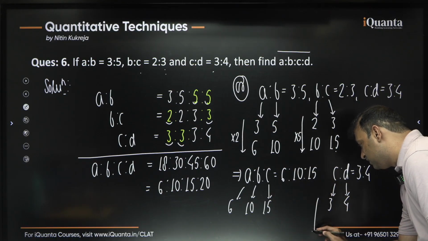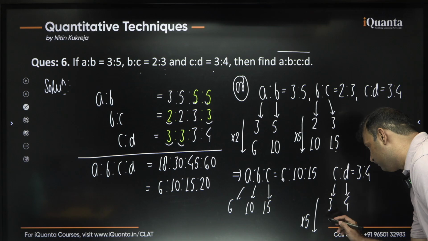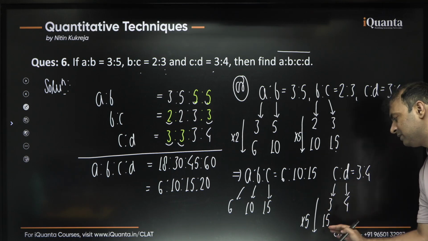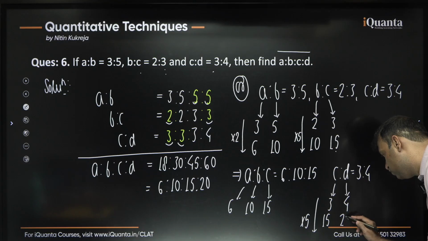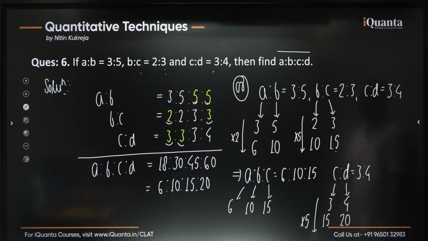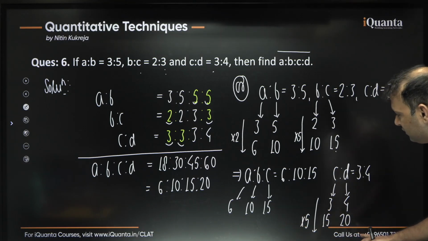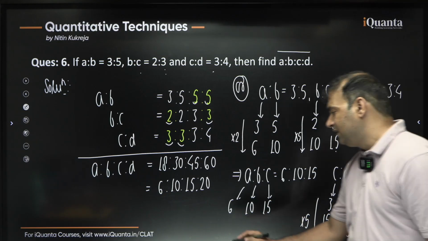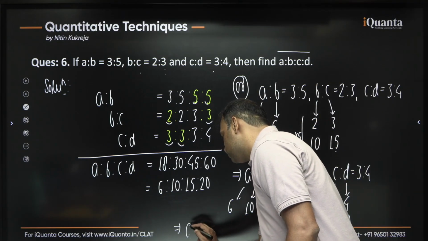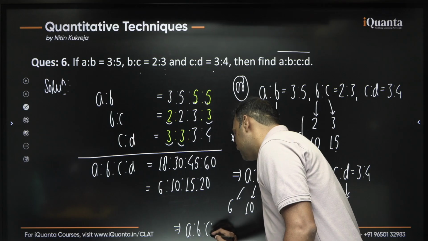To make this 15, we'll multiply by 5, and if C becomes 15, multiplied by 5, D should also get multiplied by 5, and 4 into 5 should be 20, right? So finally, we can say that C is 15 in both of them, and A will be 6, B will be 10, and D will be 20. And finally, we can get the ratio of A, B, C, D in this method as well.